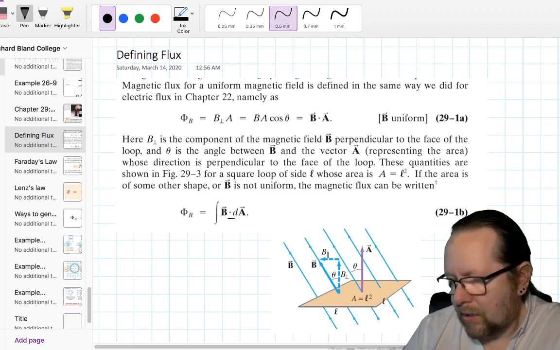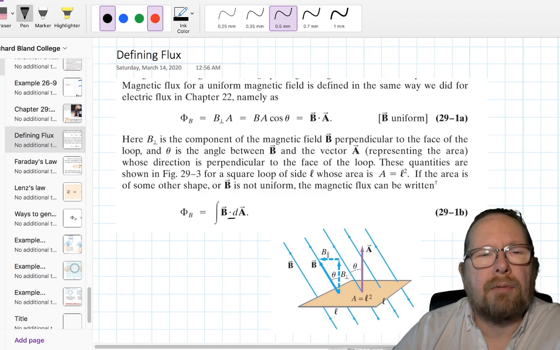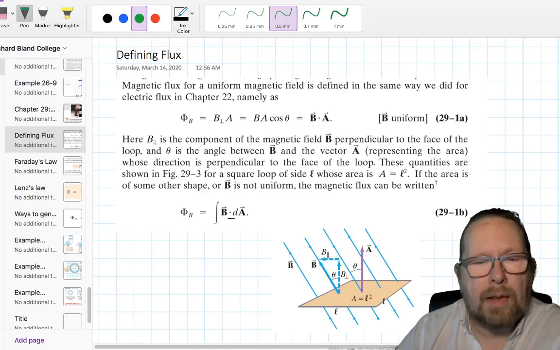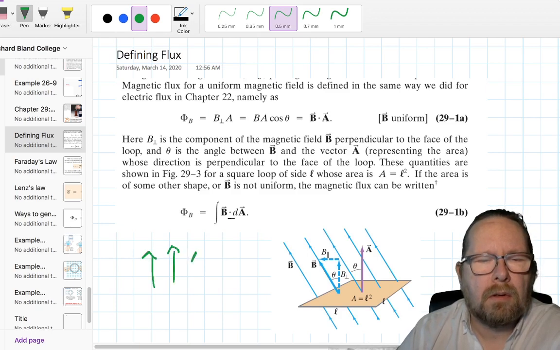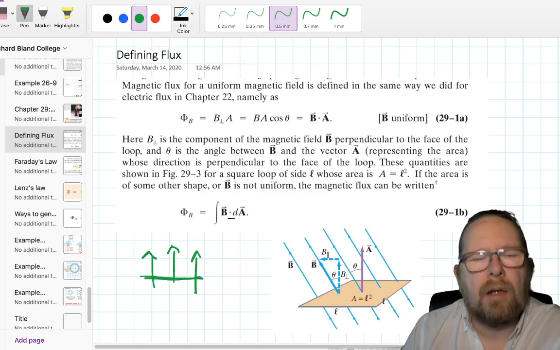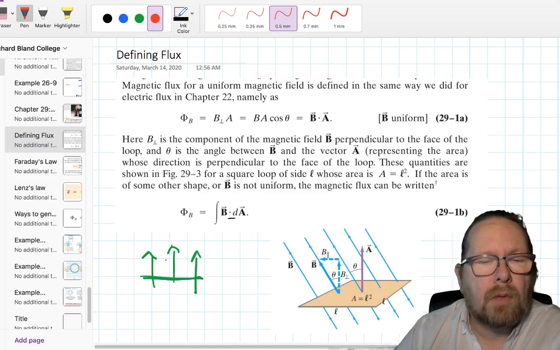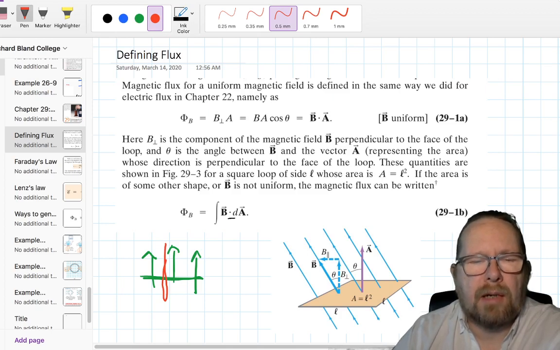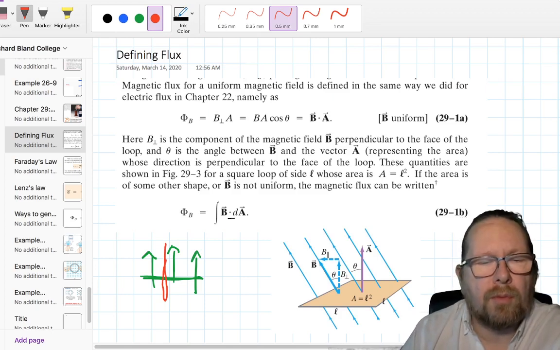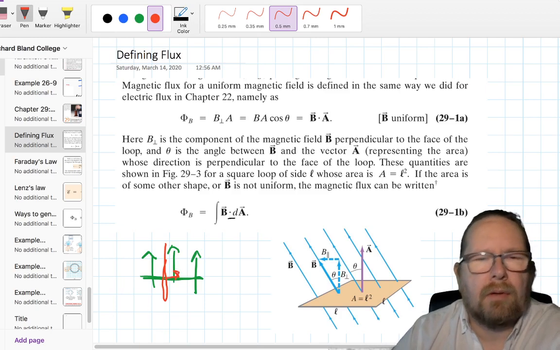that if you've got, for example, a magnetic field that's oriented this way, and you've got a loop that's oriented perpendicular to that, the flux is maximized. But if you've got a loop that's oriented like so, the flux through that loop is zero, because the magnetic field is perpendicular to the normal vector to that loop.